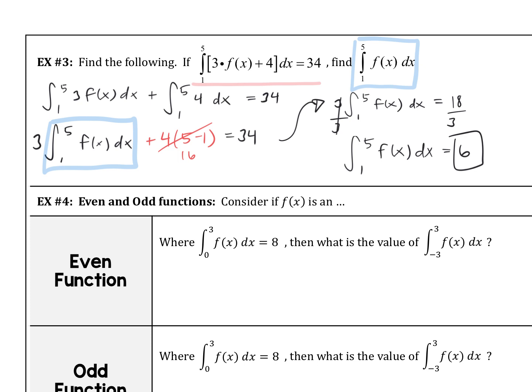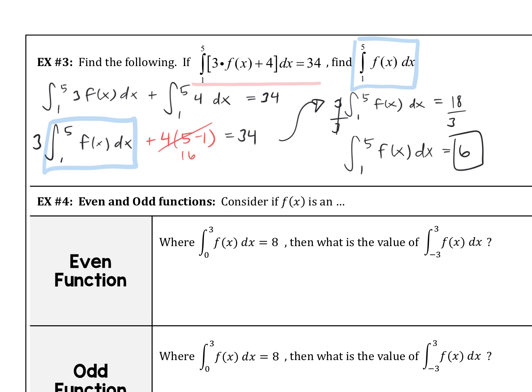Okay. Now, for this next question, we have to remember some things about a graph. If I asked you what an even and an odd function looked like, what would you tell me for an even function? What does an even function look like? That means like x to the second power, or x to the fourth power, or negative x to the sixth power. What's my end behavior of those graphs going to look like?